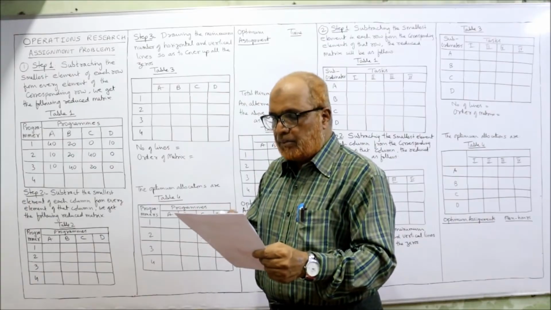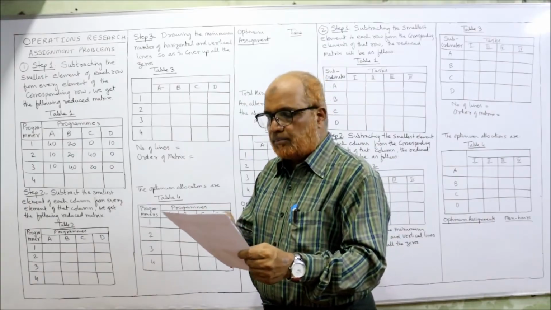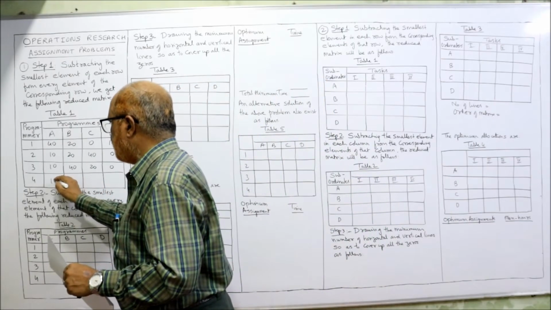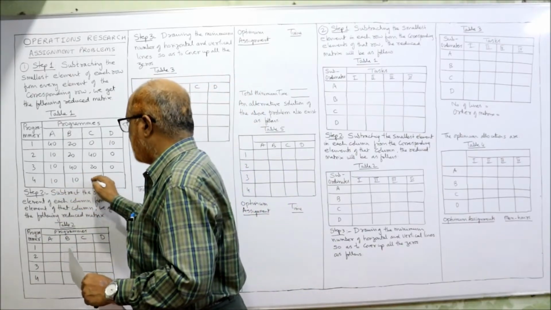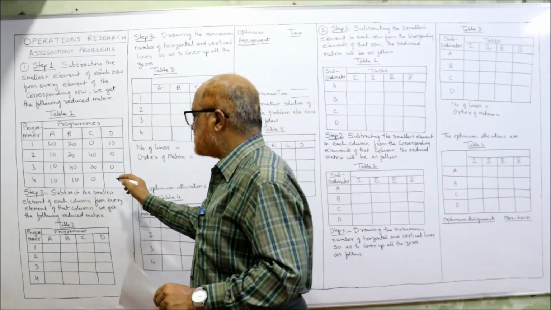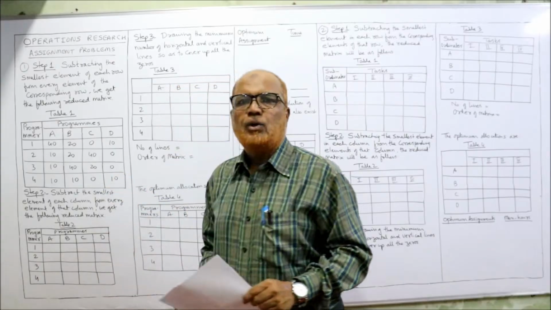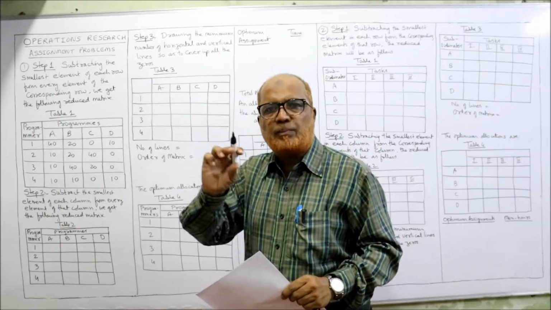Last row, minimum is 80. So 90 minus 80, 10. Then 90 minus 80, 10. 80 minus 80, 0. 90 minus 80, 10. So the first step, row subtraction, is completed.